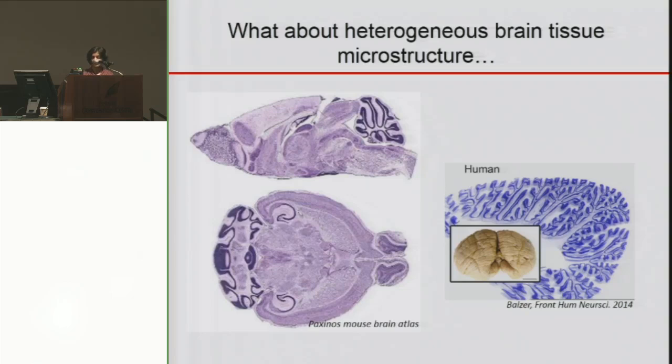So why is this useful? The brain, as we know, has quite a heterogeneous microstructure with several different kinds of cell populations. So can this method then actually provide any useful information about microstructure in the brain?